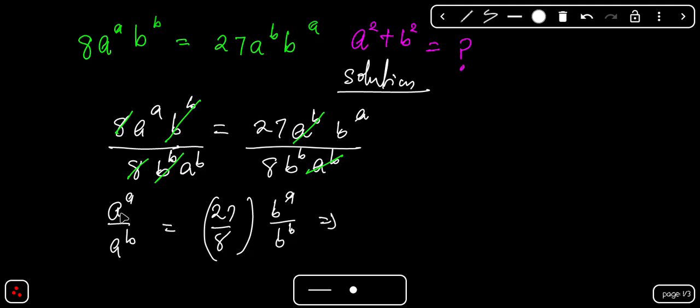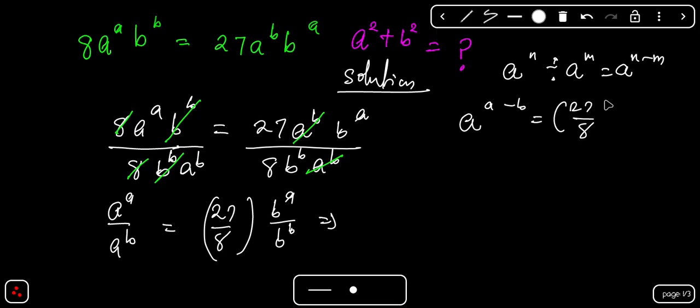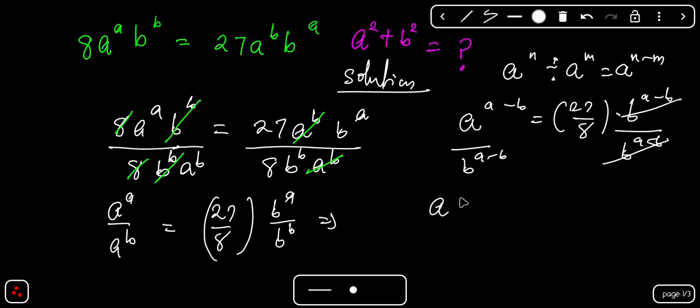So if you write this, according to the law of indices, we have a^n divided by a^m, which is equal to a^(n-m). So we are going to have a^(a-b) equals 27 over 8, then multiplied by b^(a-b). So you can also divide both sides by b^(a-b). So b^(a-b) will cancel out b^(a-b). So what you have now is a^(a-b) over b^(a-b), which is equal to 27 over 8.